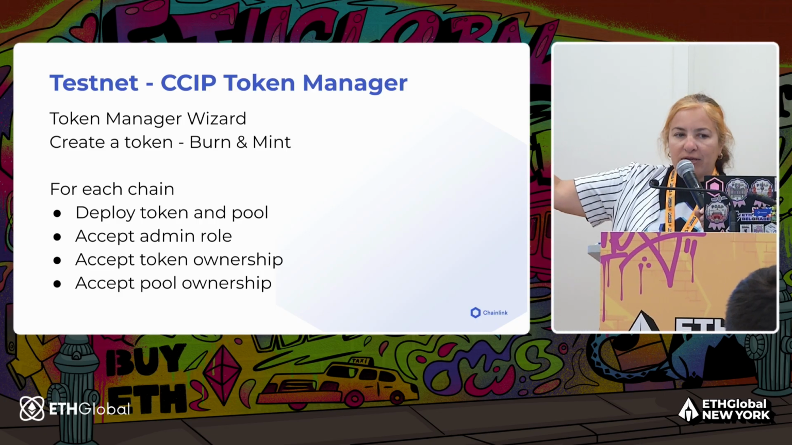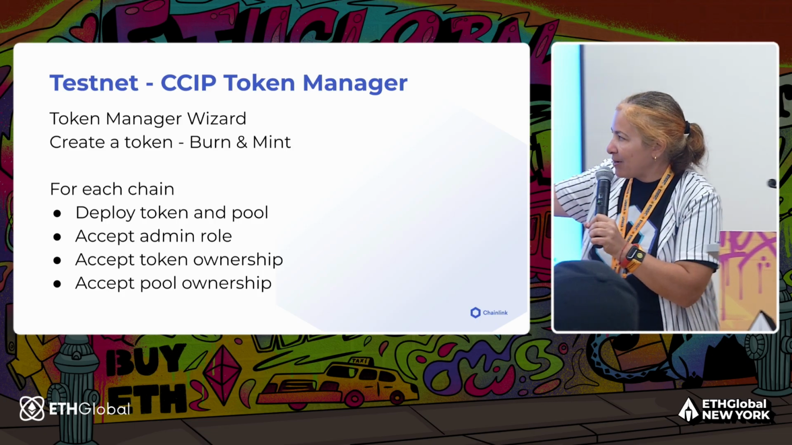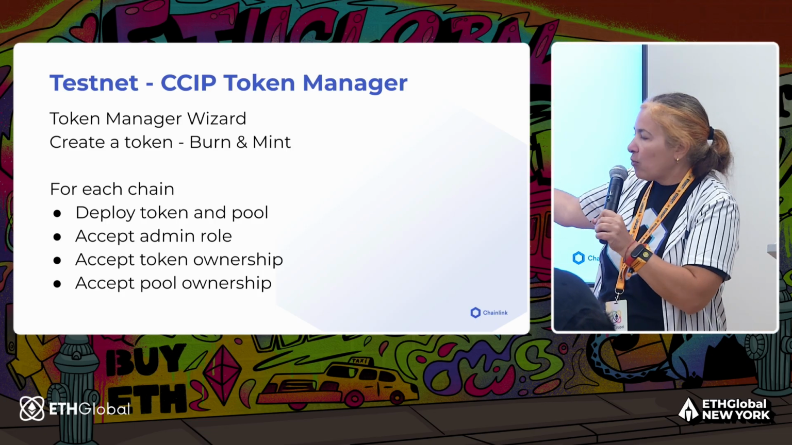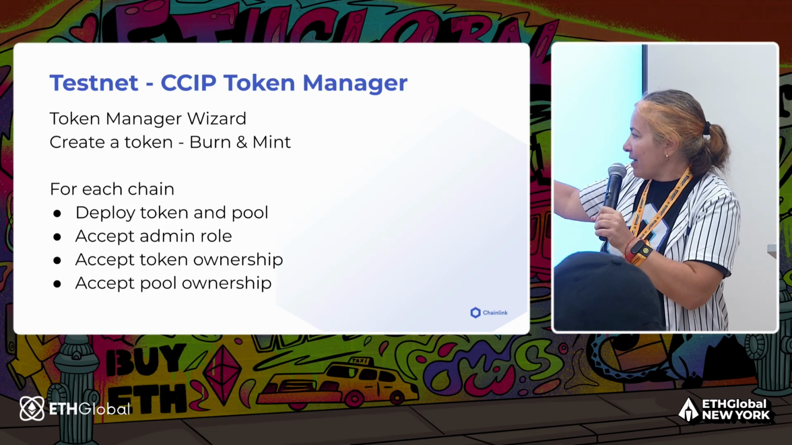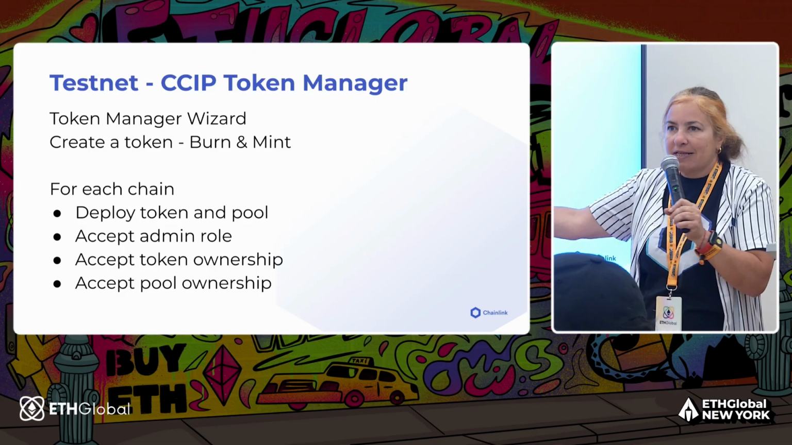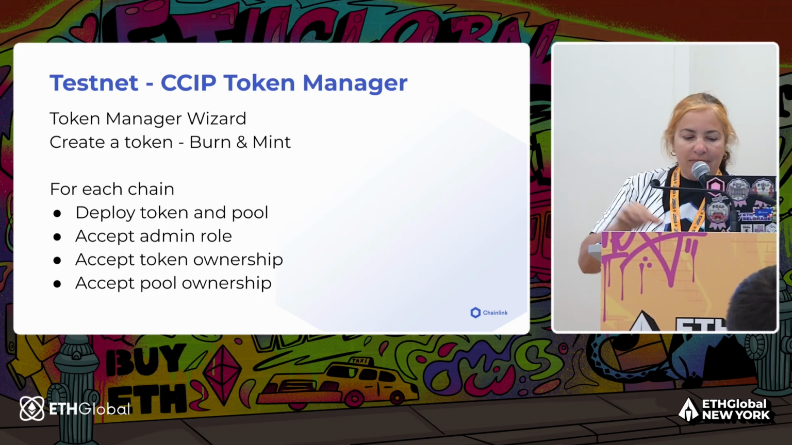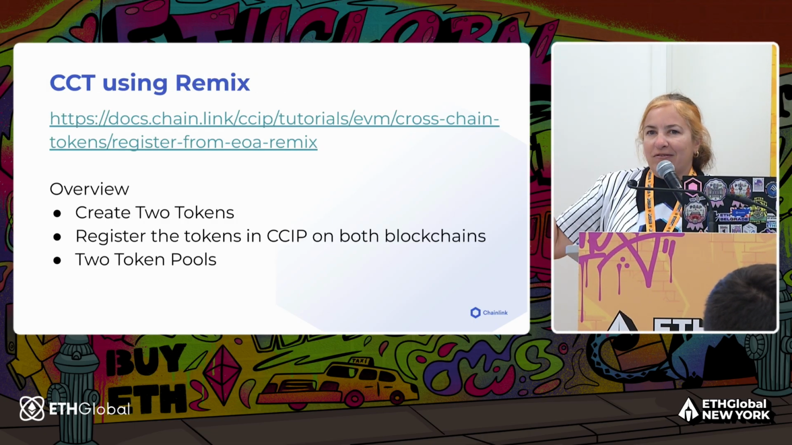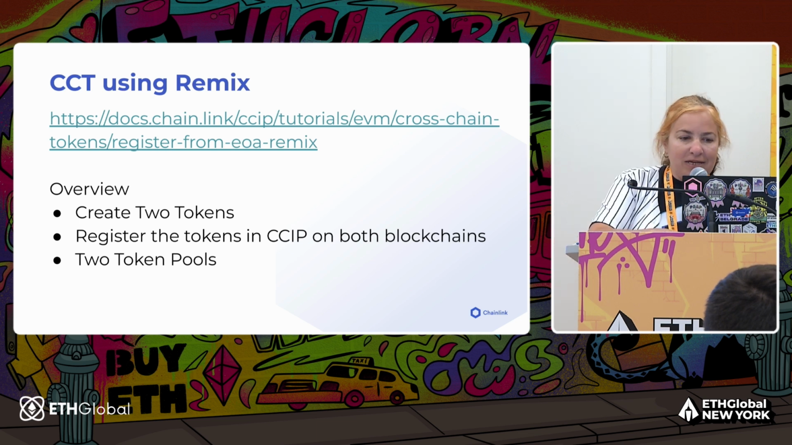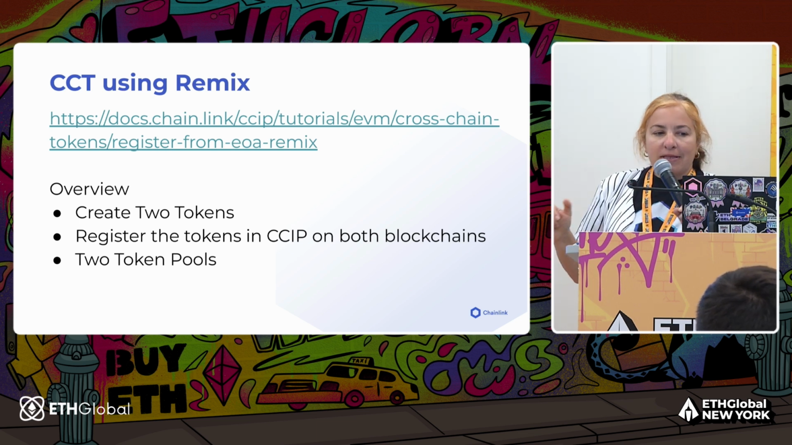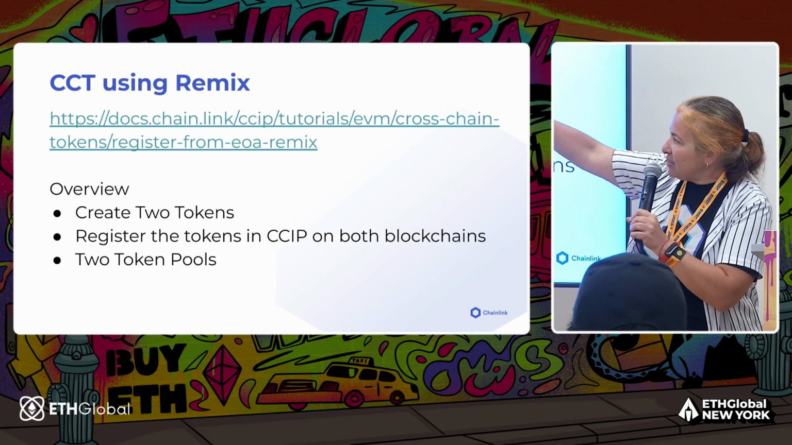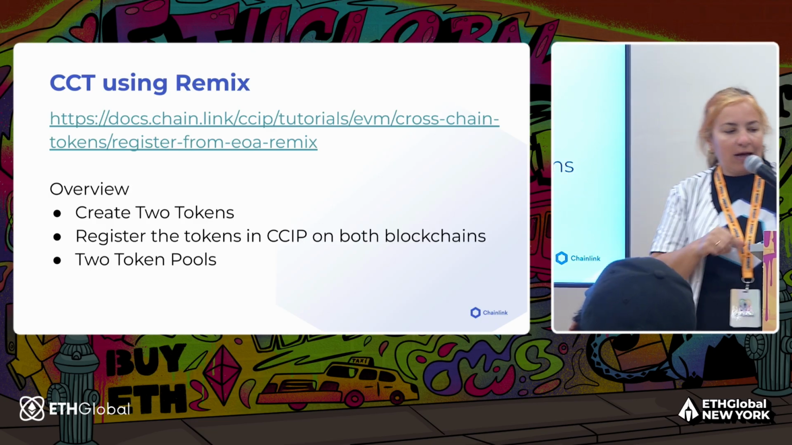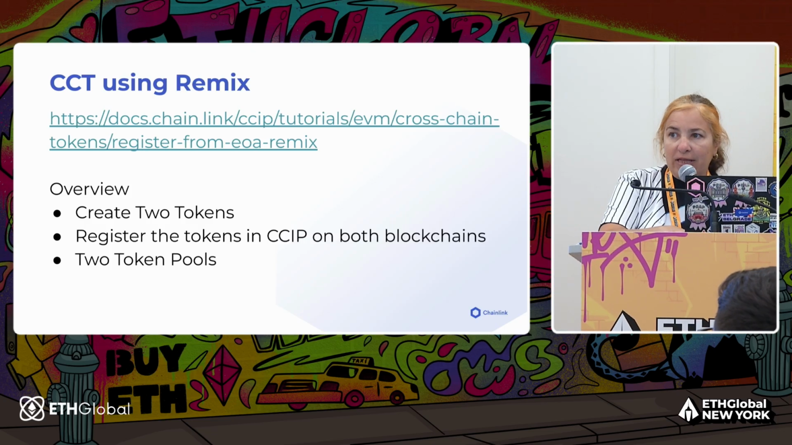And when I'm doing this using the token manager, it's important that we have these 4 steps for each chain. So: deploy the token and the pool, accept the role, accept the token ownership, accept the pool ownership. This can be done in the token manager, okay? Doing this live is at least 8 steps. But by the way, we have a tutorial exactly teaching you how to do this. It's in our presentation. I will share the QR code at the end again, okay?